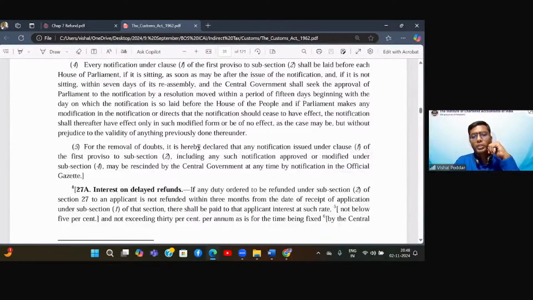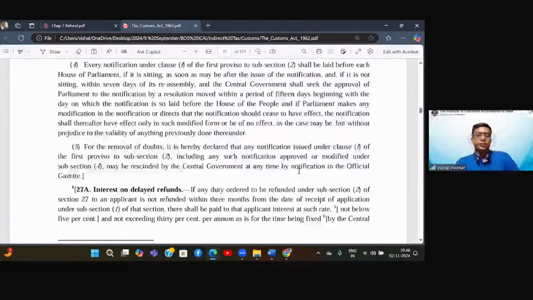For the removal of doubts, it is hereby declared that any notification issued under clause, again same notification where the government will notify the claimants who will get refund. So any notification issued under clause of the first proviso to subsection 2, including any such notification approved, modified under subsection 4, as we discussed just now, may be rescinded by the central government.